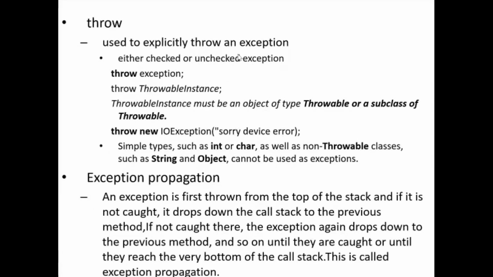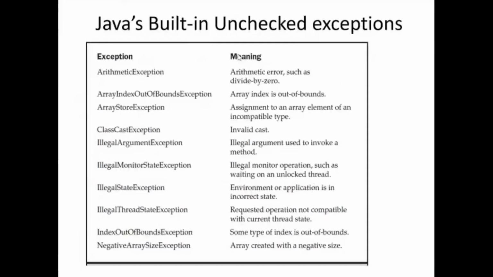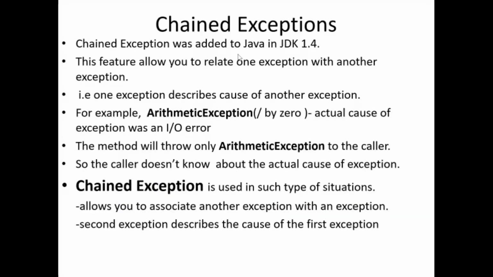And then throw is used to throw the exception manually. These are the examples of unchecked exceptions, where the compiler won't check. And these are the checked exceptions. Now we have to see the chained exception only. Am I correct or not?